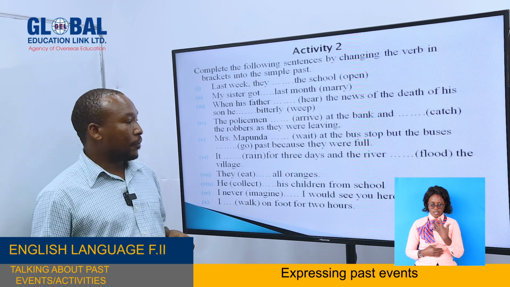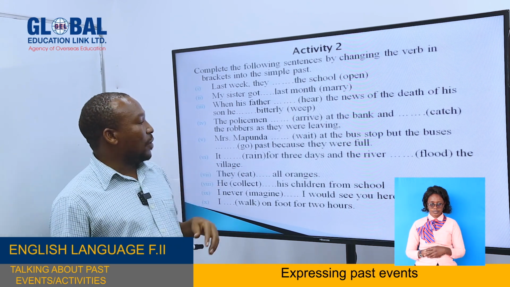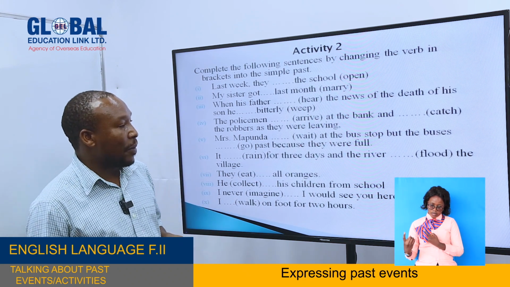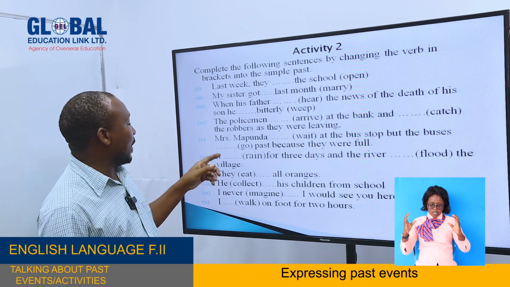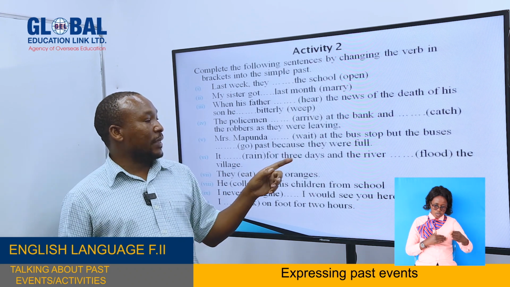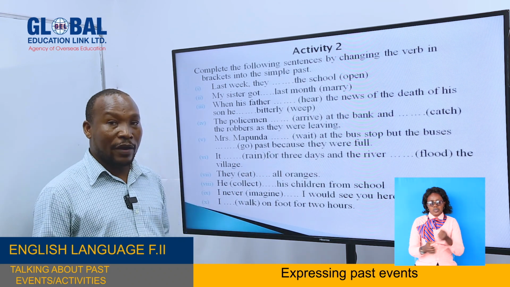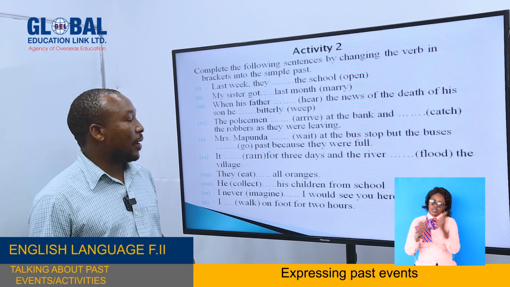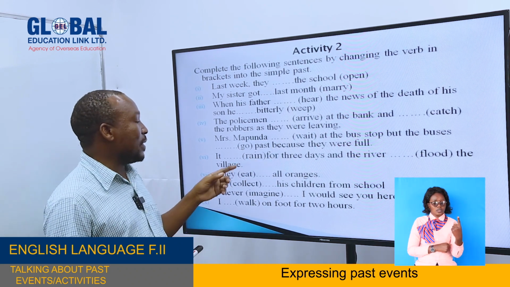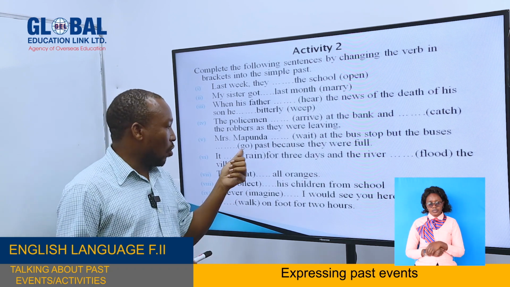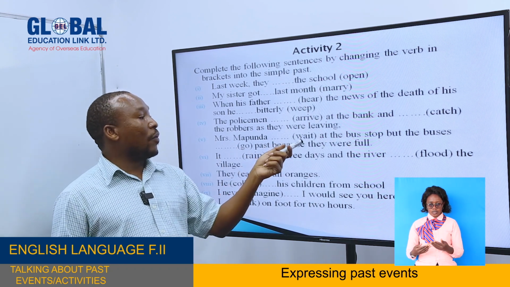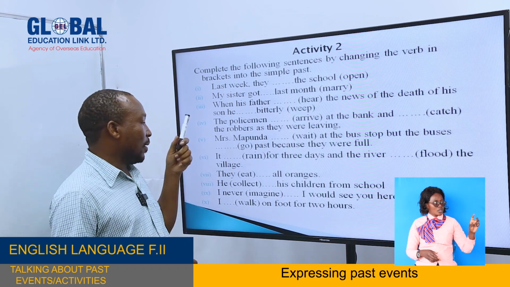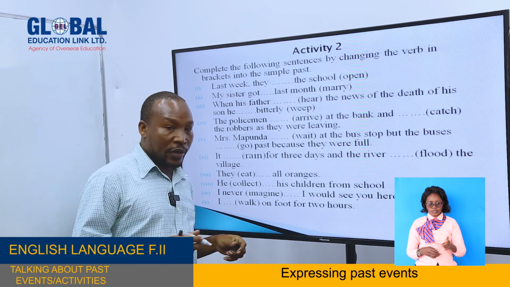Roman 5. Mrs. Mapunda (wait) at the bus stop, but the buses (go) past because they were full. Again, we have two verbs. The first one is a regular verb, wait, and another one is an irregular verb, go. Therefore, this will take the form of ed, waited, and this one will take its own pattern, went. Waited and went.